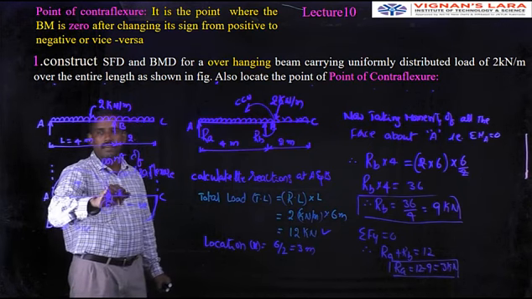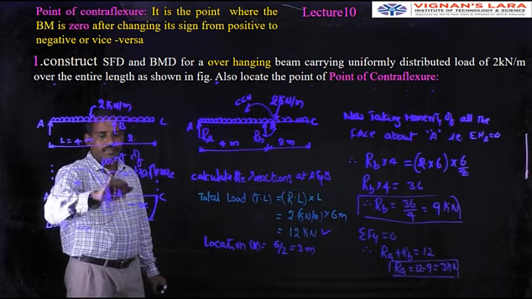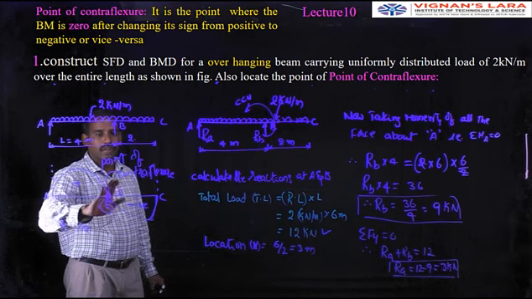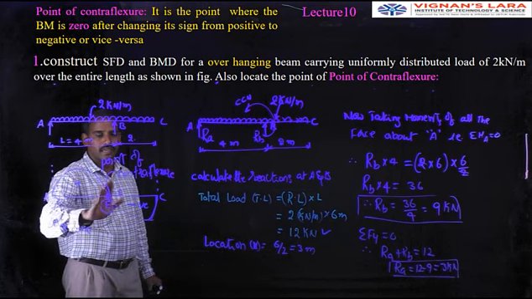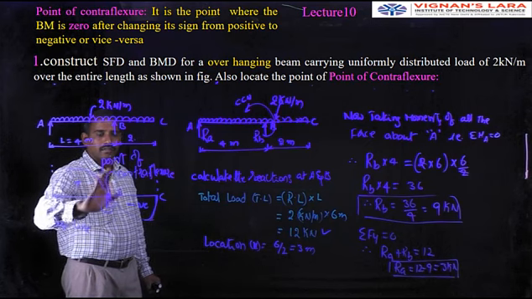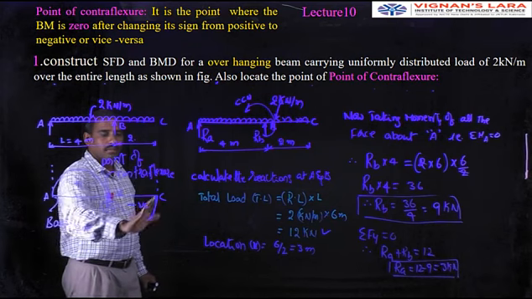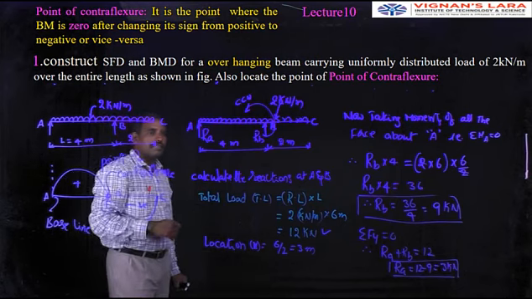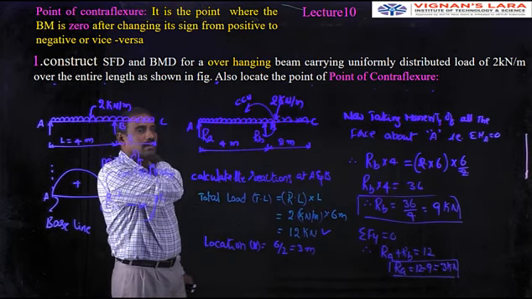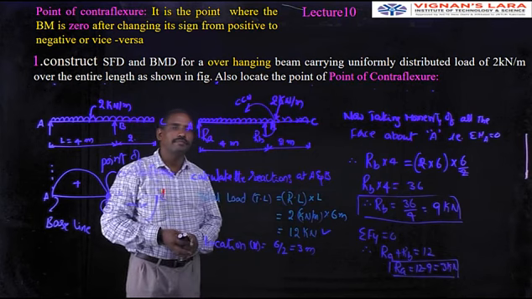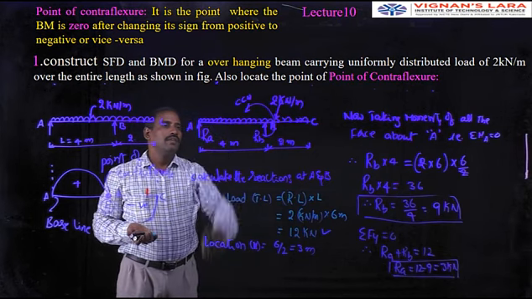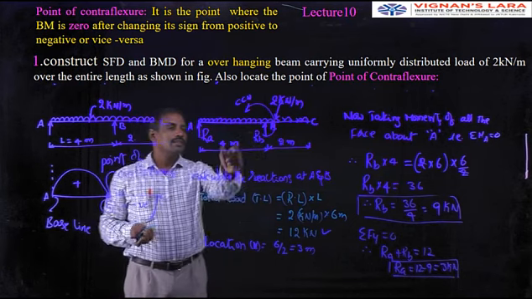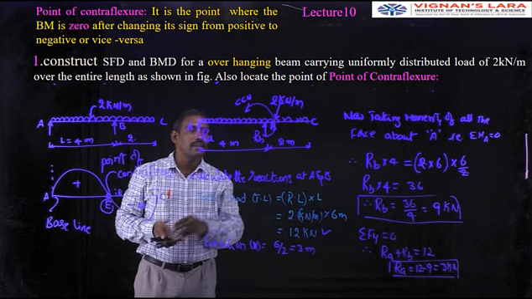So what is meant by point of contraflexure? It is a point at which the bending moment is 0 and changes its sign from either positive to negative or vice versa. That is the point of contraflexure. Now let us draw the shear force and bending moment diagram of an overhanging beam carrying a uniformly distributed load over the entire length of 6 meters as shown in the figure.